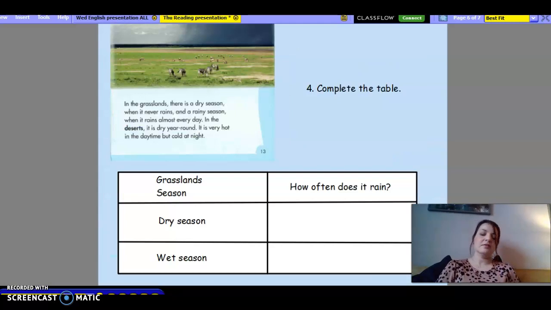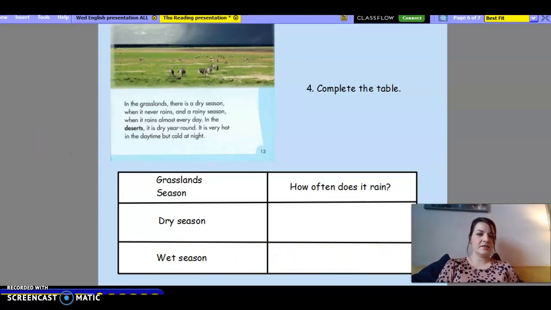Oh, this looks a little bit different. Question 4, complete the table. We've got a table down here. So on this side, we've got, I don't know what these mean yet, but that's okay because I haven't read the text. Grassland season, dry season, wet season, and how often does it rain? So looking at this table, I need to find out the answer to this question. How often does it rain? And because there's 2 spaces to fill in, I think there might be 2 answers to this question. I think there might be one answer for how often does it rain in the dry season, and then one answer here for how often does it rain in the wet season.